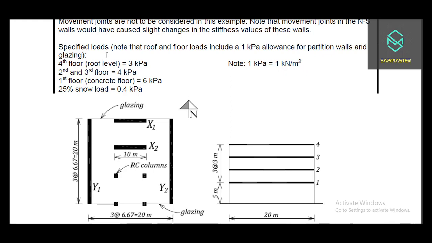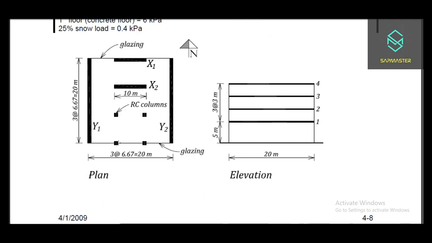There are some specified loads here. On the roof level, the 4th floor, we have 3 kilopascal. On the 2nd and 3rd floor we have 4 kilopascal, and for the 1st floor we have 6 kilopascal, and we're going to consider 25% snow load, which is 0.4 kilopascal. There is a 1 kilopascal allowance for partition walls and glazing. So this is the plan. As you can see, we have 2 walls here and 2 walls here. The heights are 5 meters for the 1st story, and the other 3 are 3 meters, and the span is 20 meters.